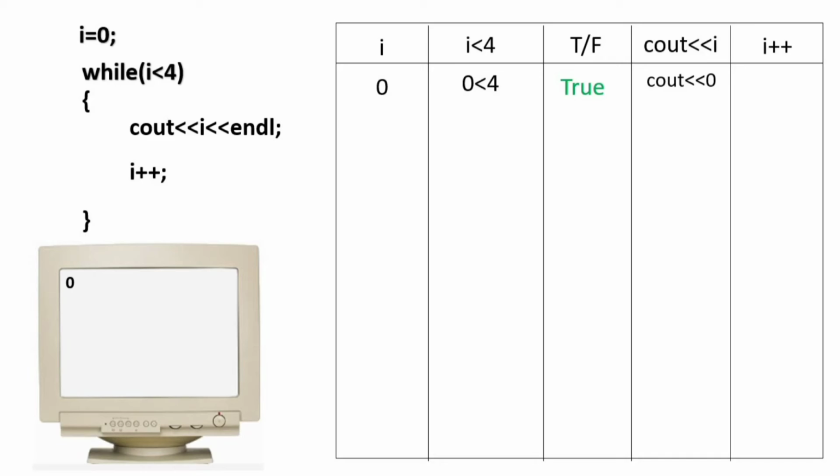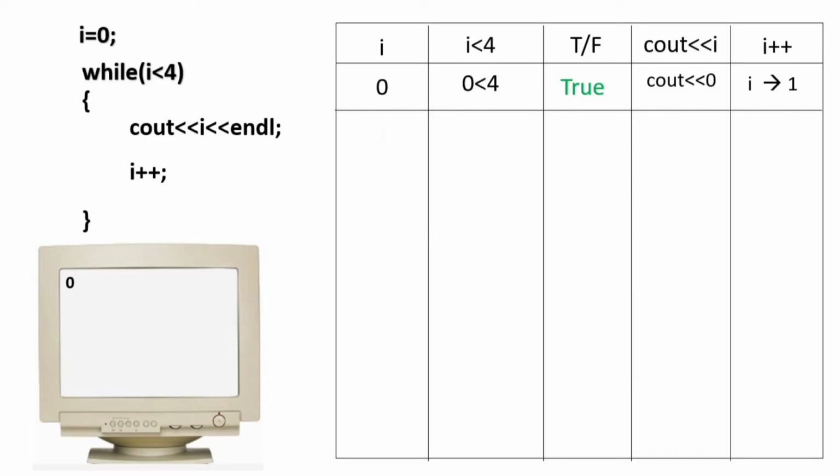Then we have end L, end of the line. This line ends over here. Next value will be printed in the next line. I plus plus, I becomes 1.